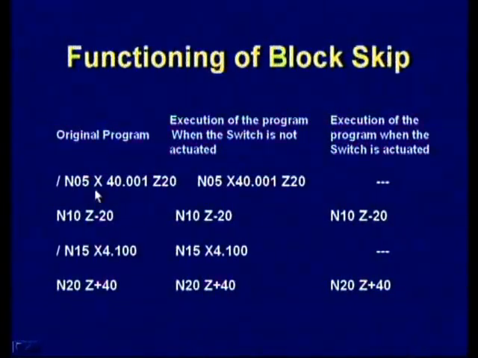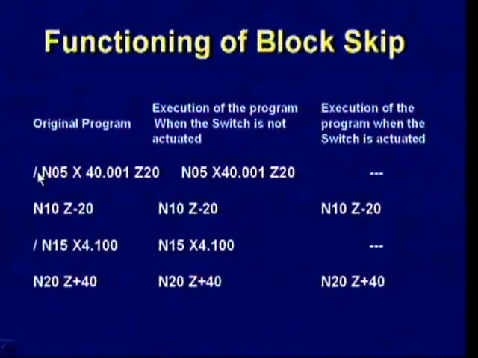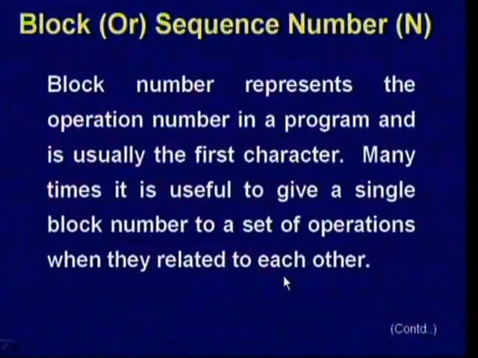Here, whenever you observe these blocks, block number 1 and block number 4 have the optional skip slash. So these blocks will never be executed by a CNC system. Whenever you execute this block, you are not going to get anything. In the next block you will get some motion. The third block has a slash, so no operation will be performed. In the fourth block no slash is there, that means the system will execute this block and you are going to get some output.